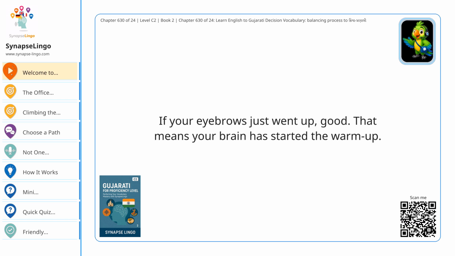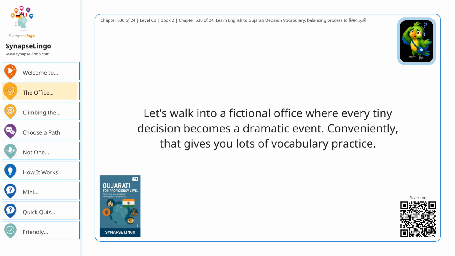If your eyebrows just went up, good. That means your brain has started the warm-up. The office of overthinking. Let's walk into a fictional office where every tiny decision becomes a dramatic event. Conveniently, that gives you lots of vocabulary practice.